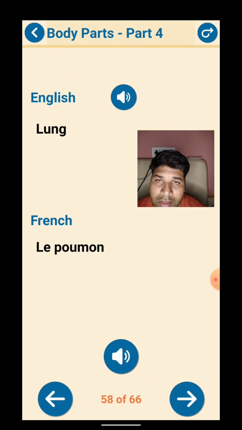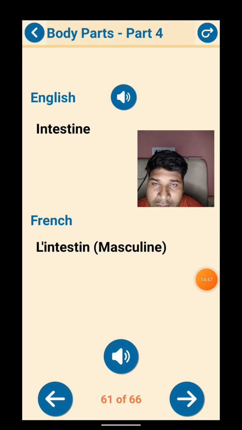Lung in English, le poumon in French. Heart in English, le cœur in French. Liver in English, le foie in French. Intestine in English, l'intestin in French.